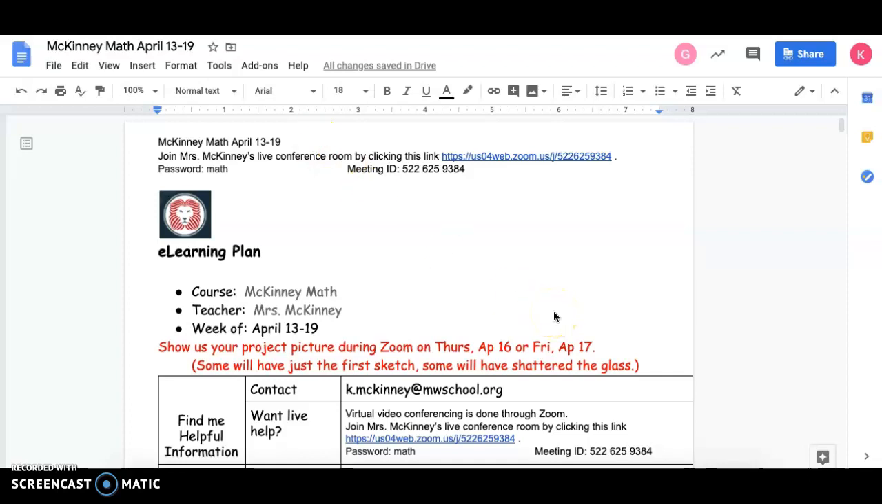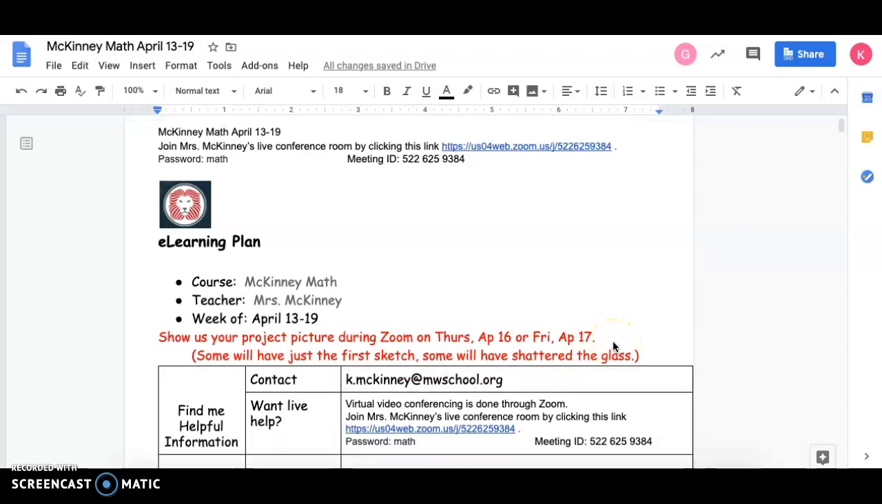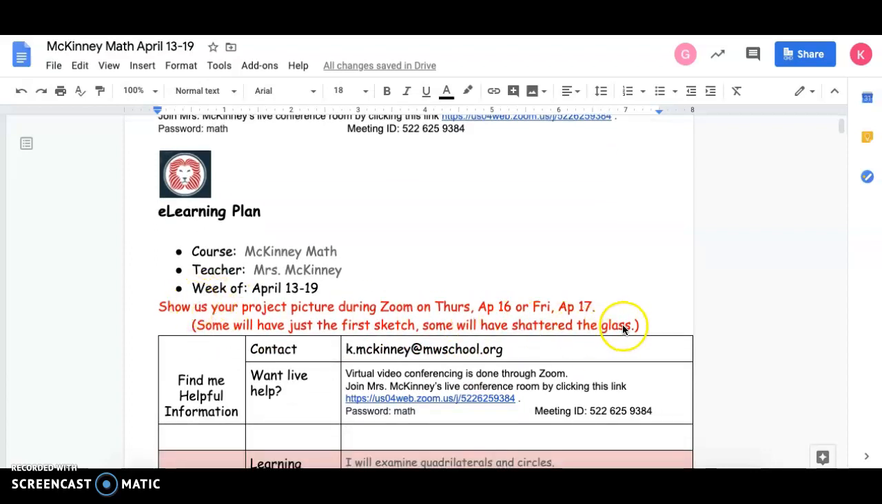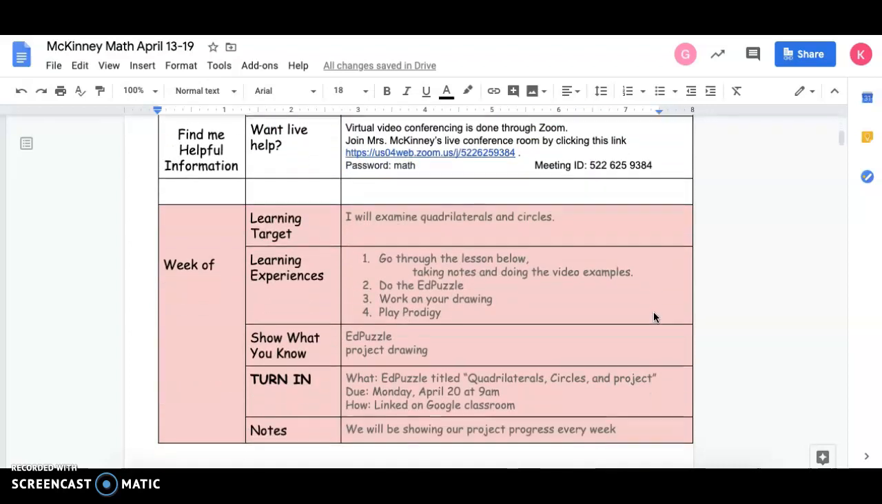I'm going to go through the lesson very quickly and give you an idea of what to do. Every week on Zoom, we're going to show off your pictures because you have started those. Everybody's going to be at a little bit different step, and that's okay. So every week you're going to show us those drawings.